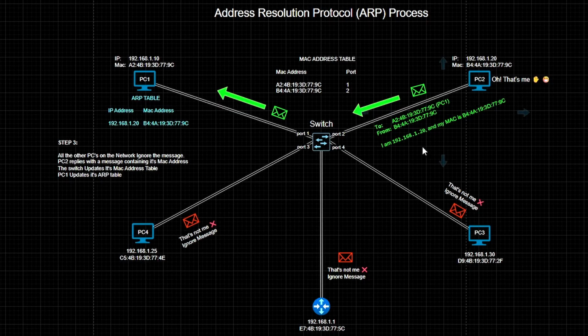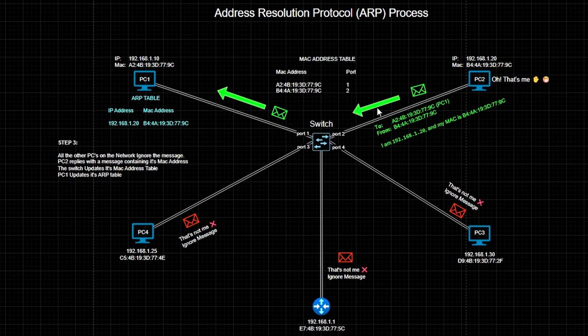So now it sends from its MAC address, B4A 193D779C, to the MAC address of PC1. And the message contained in this envelope is: I am 192.168.1.20 and my MAC address is this. Okay? And then now it sends.